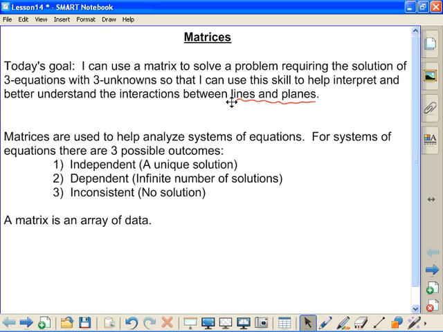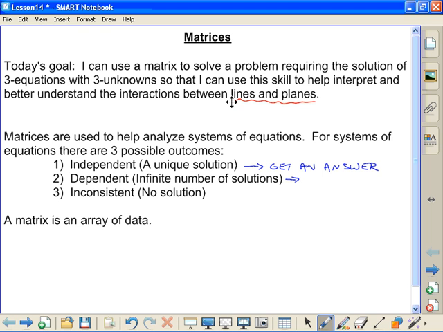So matrices are used to help analyze systems of equations. That's what you did in grade 10 with elimination and substitution. For systems of equations, there's 3 possible outcomes. Independent, you have a unique solution. So that means you get an answer. Going back to grade 10, you would do elimination, substitution, you'd get a coordinate, you get an answer, it's independent. Dependent means there's an infinite number of solutions.